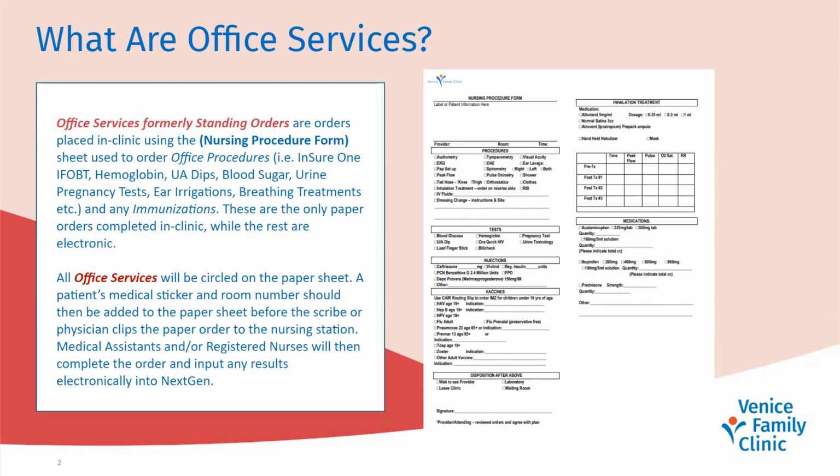All office services will be circled or checked off on the paper, and a patient's medical sticker and room number should then be added to the paper sheet before the scribe/physician clips the paper order to the nursing station, or depending on what site you are, the location where those will be placed. Then the MA or registered nurse will complete the order and input any results electronically in NextGen.